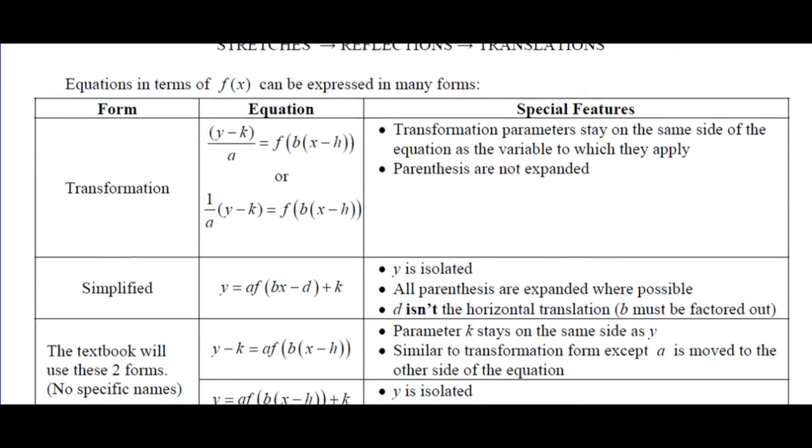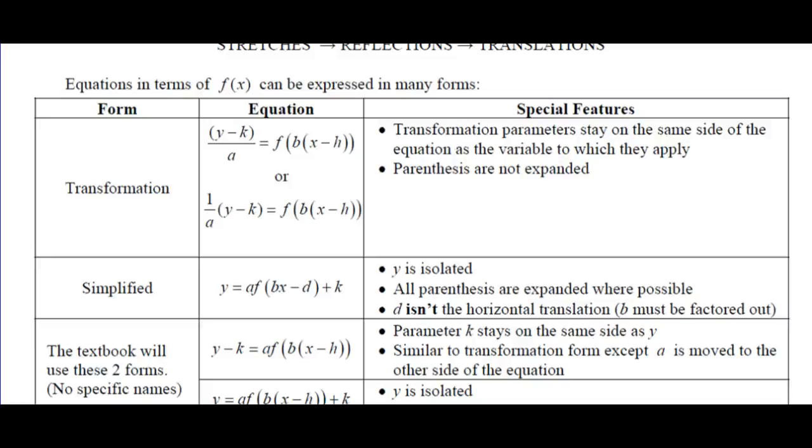Now, equations in terms of f of x can be expressed in many forms. If we say answer in a specific form, then obviously that's the form in which we want the answer. So transformation form: y minus k over a, or 1 over a times y minus k, equals f of b bracket x minus h. That's a vertical stretch by a factor of a, move up k units, depending on the sign. Remember that in order to get the transformations, you need this form.